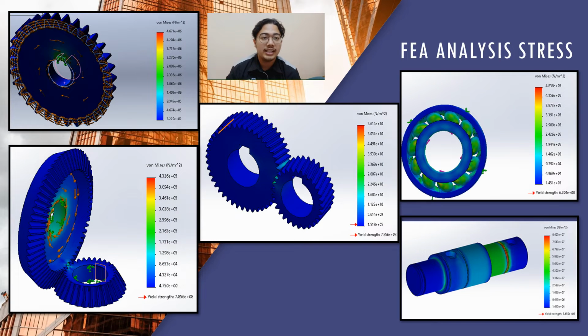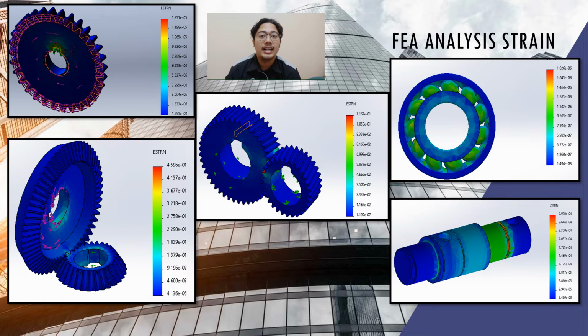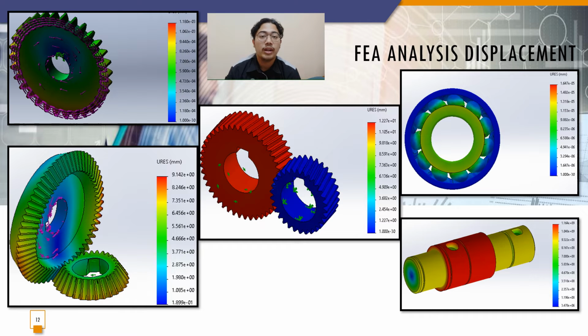As displayed, this is the analysis result for von Mises stress. Next is the analysis result of equivalent strain. And the last one is the analysis result for resultant displacement.